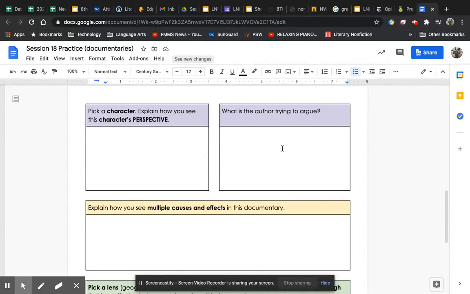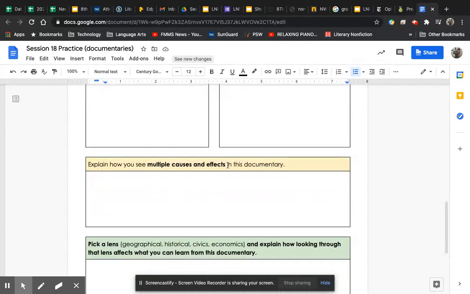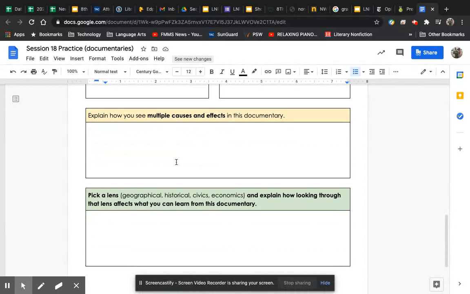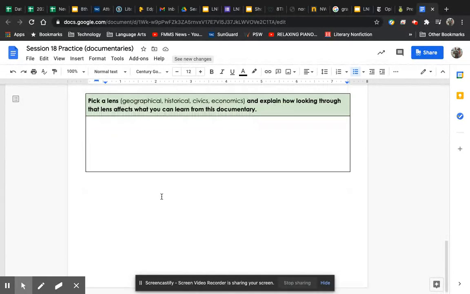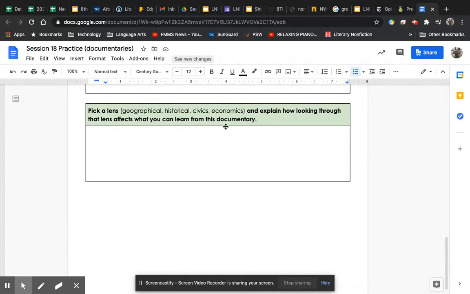You're going to answer this question: what is the author or the documentarian, the movie creator, trying to argue? You're going to talk about how you see causes and effects, whether it be one cause with effect, effect, effect, or a lot of causes with one effect, or like a domino thing. And then the last thing you're going to do is pick a lens and explain how looking through that lens affects what you can learn.